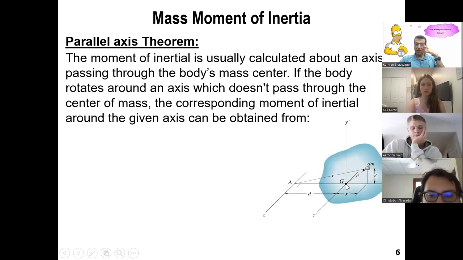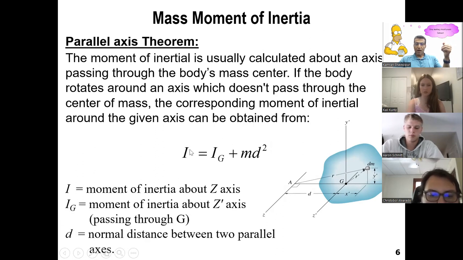If you have your moment of inertia about the axis that goes through G, the center of mass, right? And now you want the moment of inertia about another axis, like this is X prime, Y prime, Z prime going through G, but your axis of rotation is here. How can you find I about this Z? So I about this Z is I about G plus mass times d squared, where d is the distance between Z and Z prime, right?